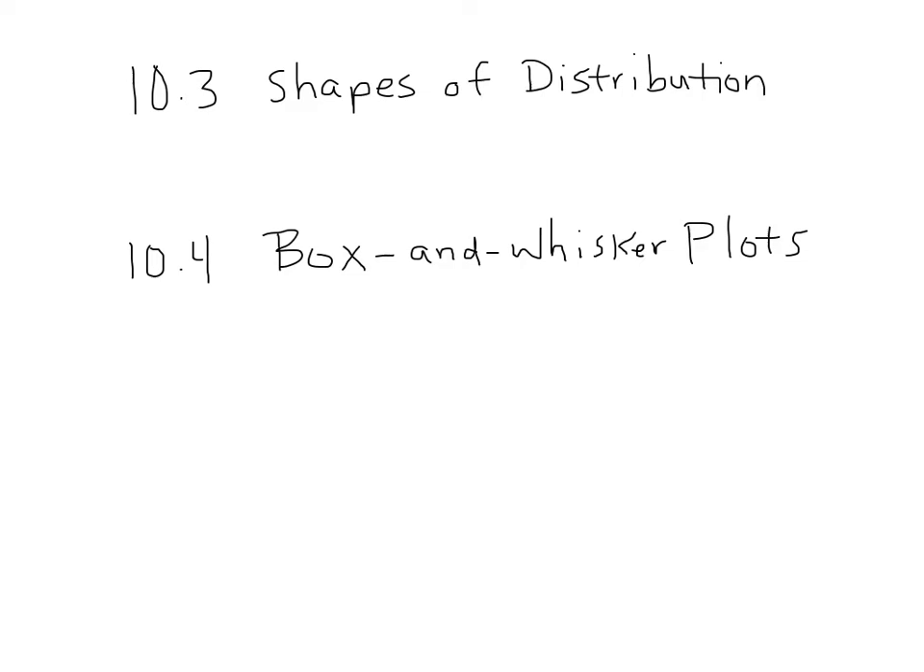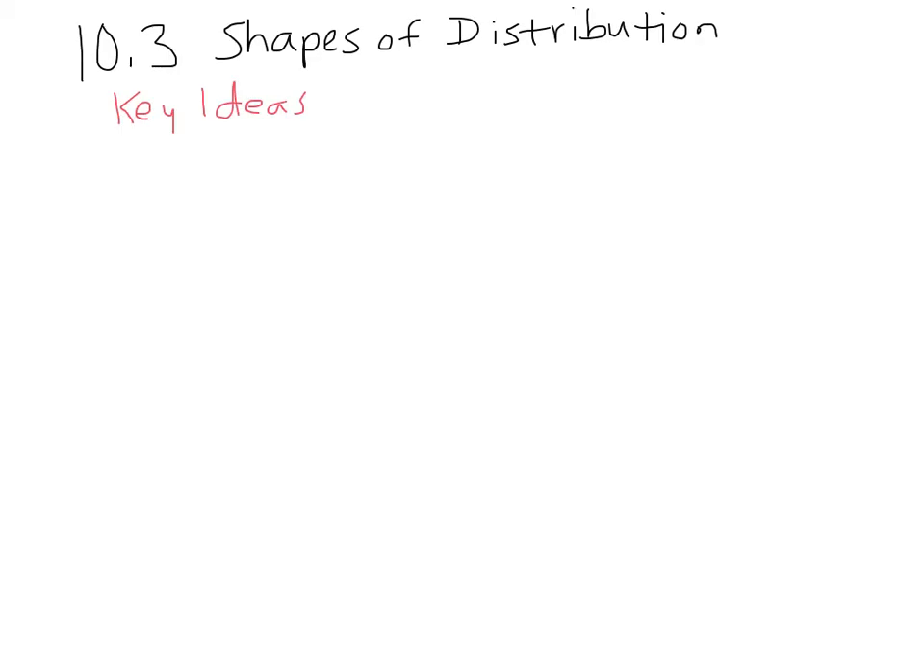Alright, here's your last video of the year and the last two sections of the year. So we have 10.3, Shapes of Distribution, and 10.4, Box and Whisker Plots. The key ideas of 10.3, Shapes of Distribution, are symmetric and skewed distributions, and they look like this.